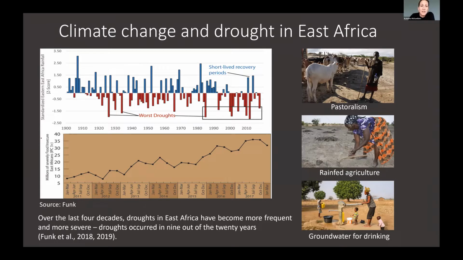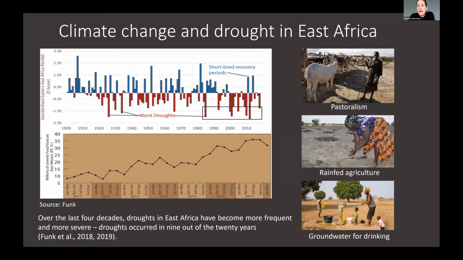If we look at the graph here, this is a historical record of rainfall anomalies, so whether rainfall is above or below a historical normal, where red indicates below normal, or drought periods, and blue indicates good or wet rainy seasons. As you can see, in the last 4 decades particularly, droughts in the East Africa region have become more frequent and more severe. Additionally, the recovery periods in between these droughts are becoming more short-lived and less frequent. The graph below that in brown indicates the corresponding increase in severely food insecure people in the East Africa region, and you can see that that's climbing over time as well. For example, over the last 20 years, there have been droughts in 9 out of those 20 years. So droughts are becoming the new normal, and this is disrupting the livelihood systems that are going on.